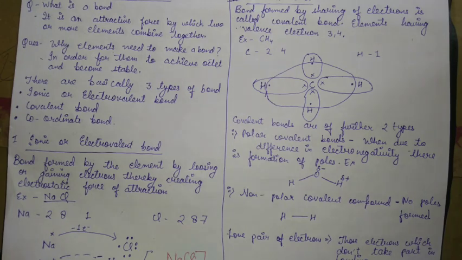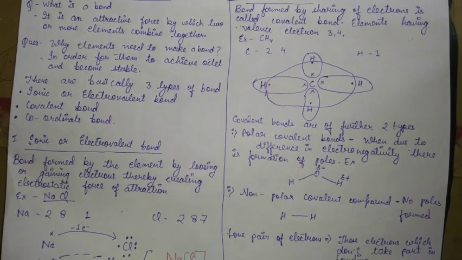Next is non-polar covalent compound. When the atoms are the same, that is, the difference in electronegativity is very less, then no poles are formed and it is known as a non-polar covalent compound. Example, H2. Next is lone pair of electrons.